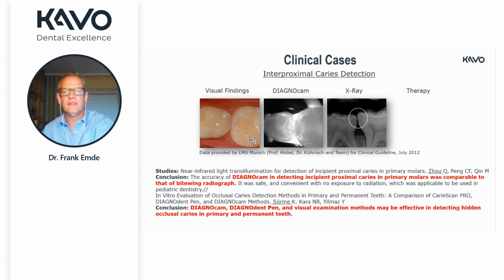The accuracy of the Diagnocam in detecting incipient proximal caries in primary molars was comparable to that of bite-wing radiographs, and the second study, von Zirme: Diagnocam, DIAGNOdent pen, and the visual examination method may be effective in detecting hidden occlusal caries in primary and permanent teeth, so they compared both primary and permanent teeth.